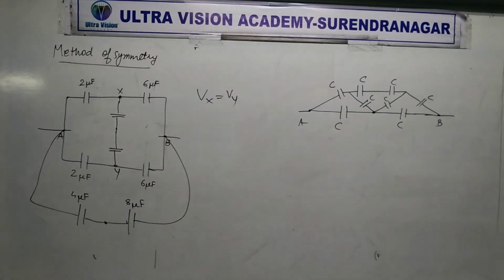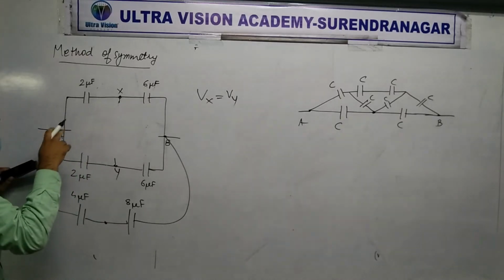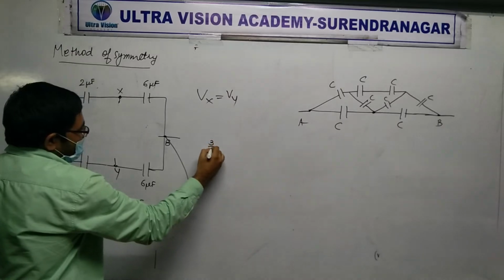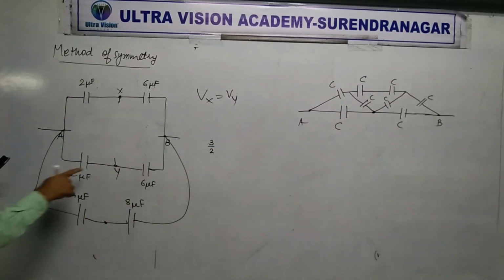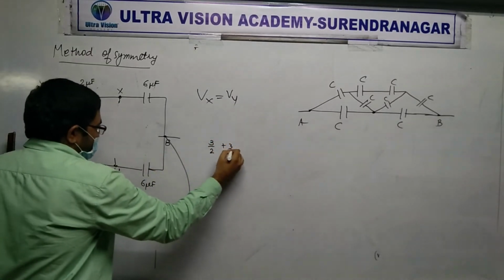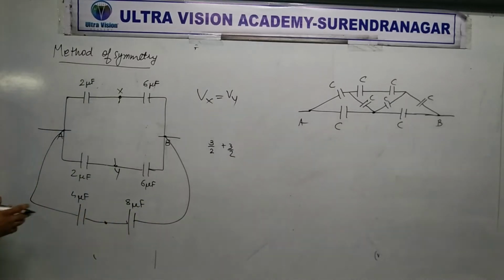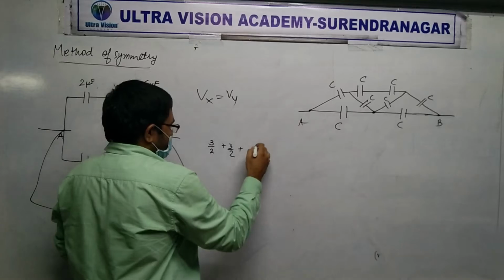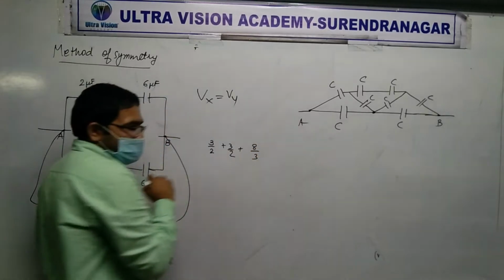Okay. So here what's your answer? Once we remove these two, 2 and 6 in series is 8. So 12 by 8 means 3 by 2. This is also 3 by 2. And then these two are in series again, so that is 3 by 2 plus 3 by 2. So 8 by 3. Okay?